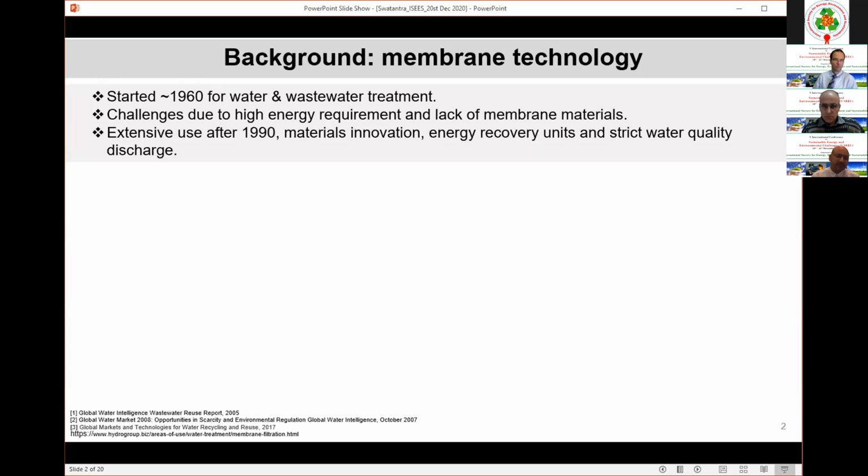So it started in the 1960s for desalination and water and wastewater treatment, but at that time there were many challenges such as high energy requirements, and also there were not many materials for making good quality membranes. What happened, especially after the 1990s, there was a revolution in material science, and along with that, many new setups came for energy recovery from the desalination units, and also with time, the water regulation became strict.